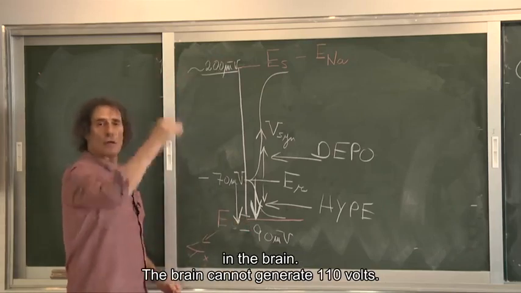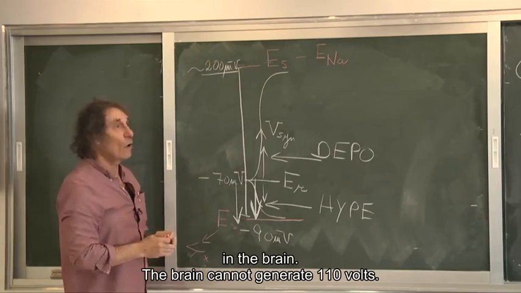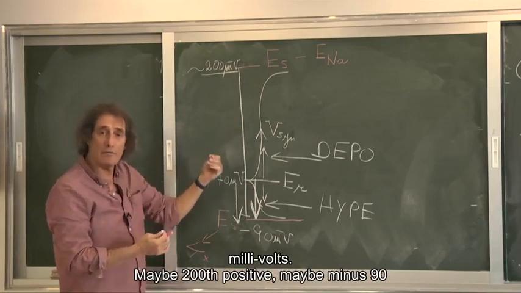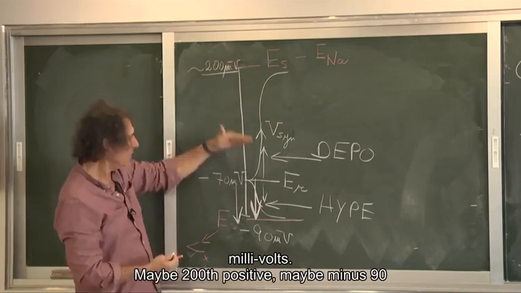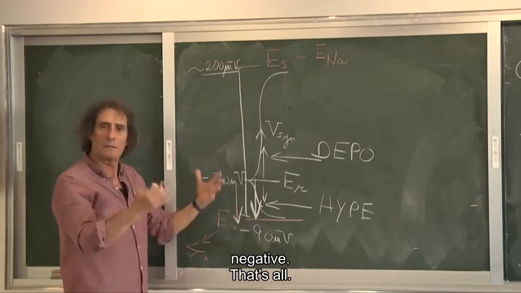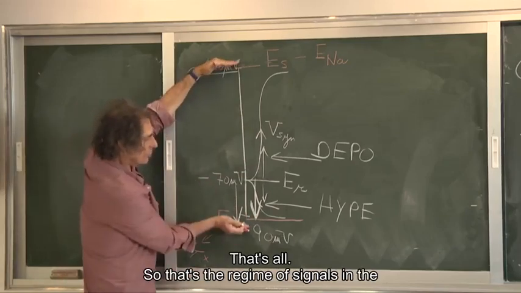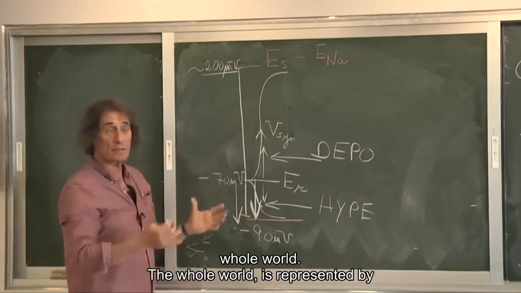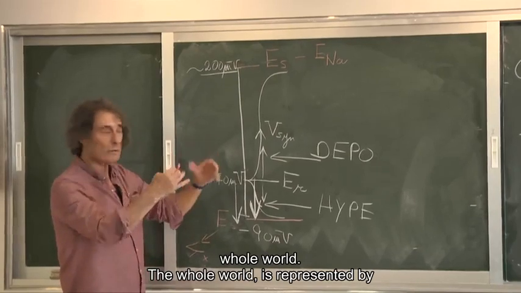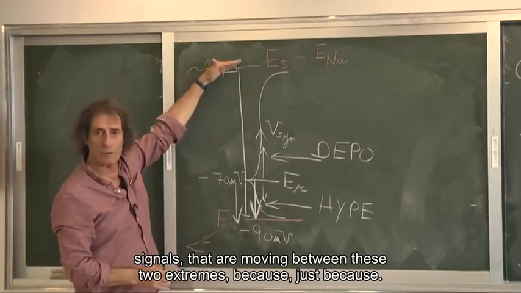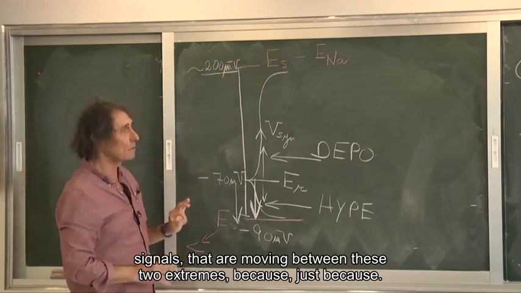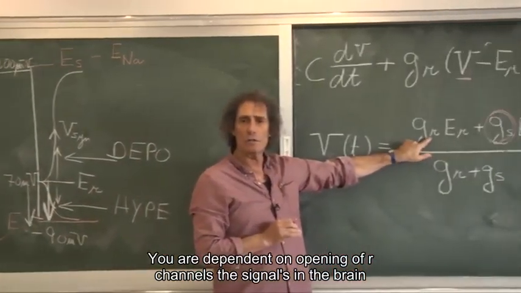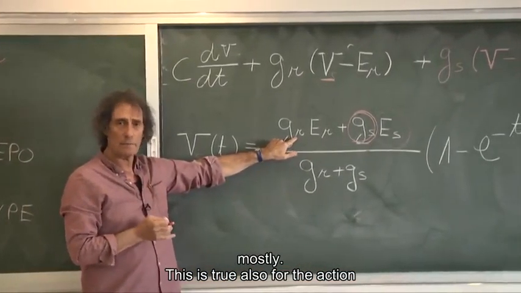The brain cannot generate 110 volts, or in Israel 220 volts. It can only generate a few hundreds of millivolts, maybe 200 positive, maybe minus 90 negative. That's all. So that's the regime of signals in the brain, and these are the signals you have to deal with in order to represent the whole world. The whole world is represented by signals that are moving between these two extremes because you are dependent on opening of ion channels, the signals in the brain mostly.